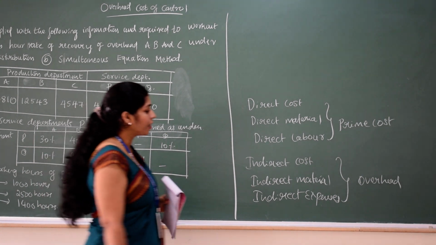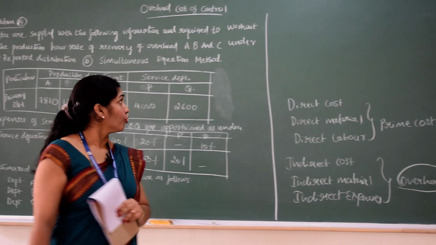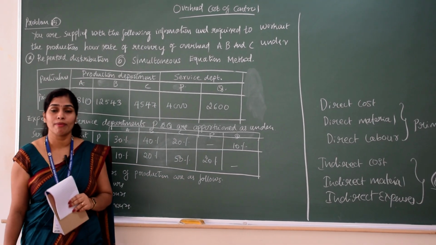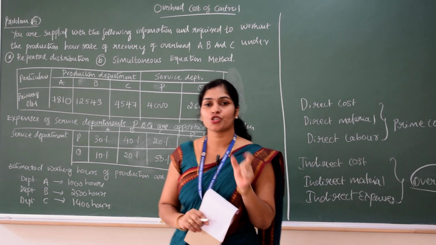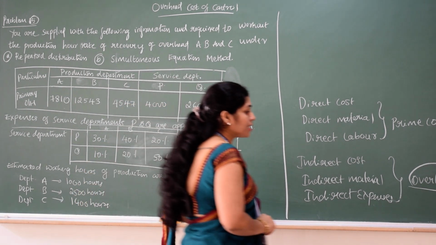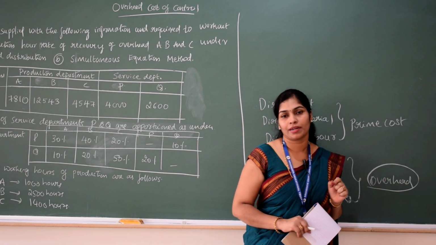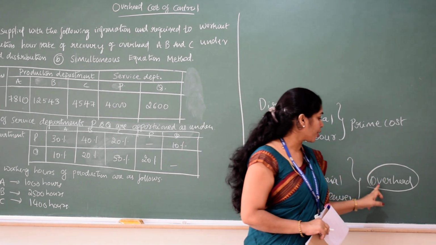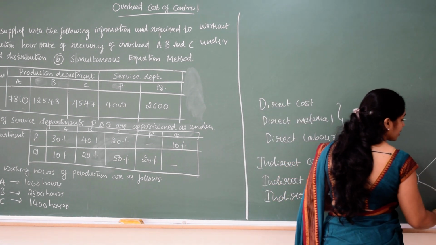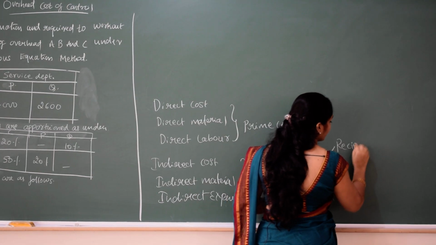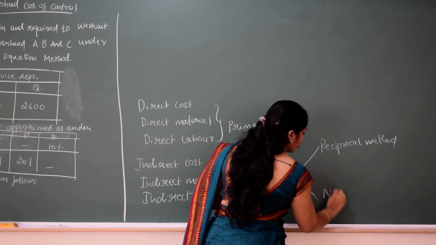There are different methods of calculation of the overhead. As per the 4th unit of Bangalore University, there are 2 methods for calculation of the overhead. That is apportion to the production department only. Another one is apportion to the production as well as the service department. Here, again there are 2 methods: number 1, reciprocal method, another one is non-reciprocal method.